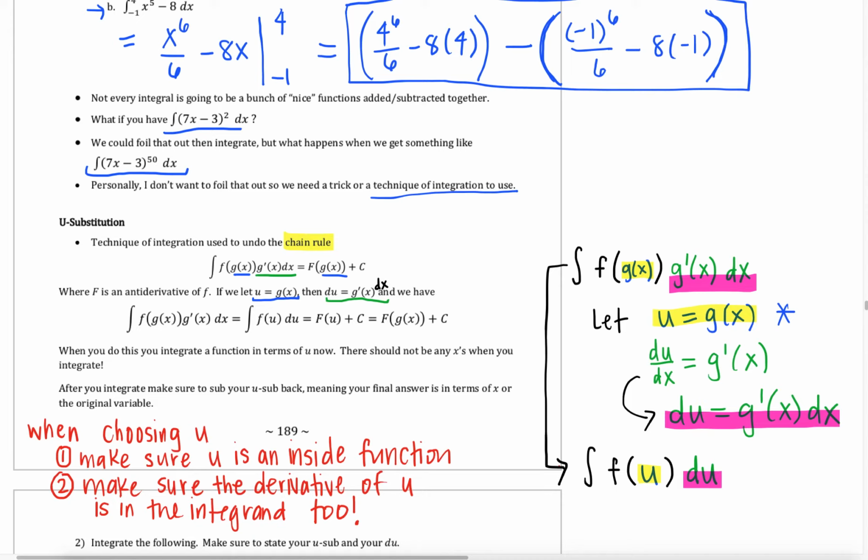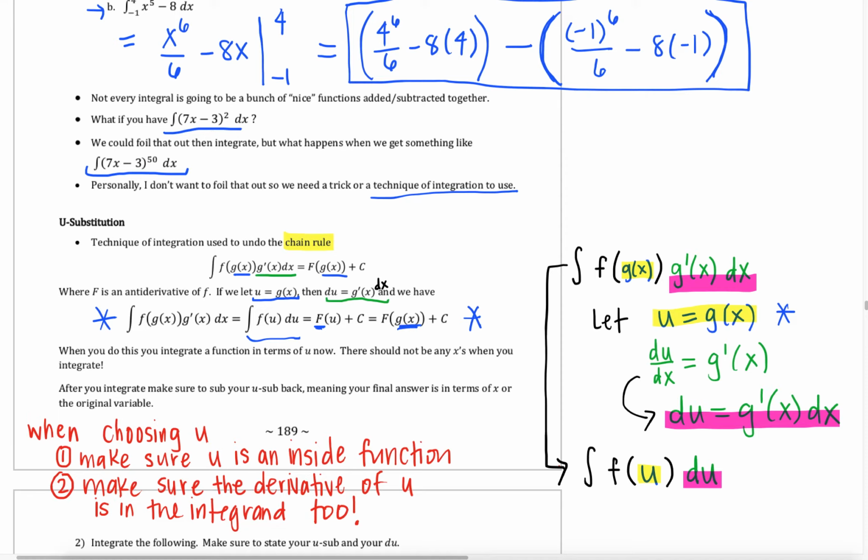And down here in your course reader is typed out that whole process that I have on the side. Once we integrate from there, we can get the antiderivative, and we would have f of u, where we have capital F of x since it's the antiderivative, plus c, and our last step would be to sub back what u is equal to, which is g of x.